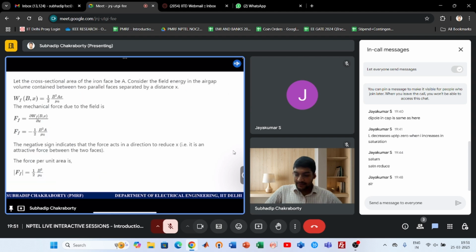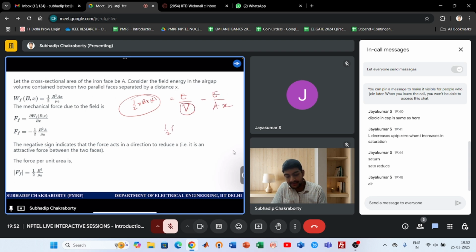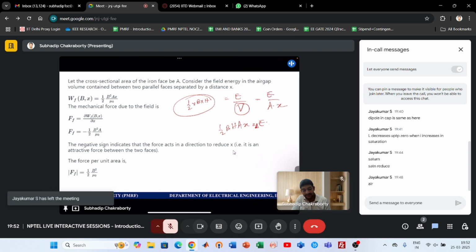Up to this, you are with me, right? So this is coming from half B into H, which is nothing but energy per unit volume, and volume can be written as A into X. So half B H A X is nothing but energy, and energy is change in energy. You are assuming zero initial condition, so it is nothing but work done. So half B H A X, right?